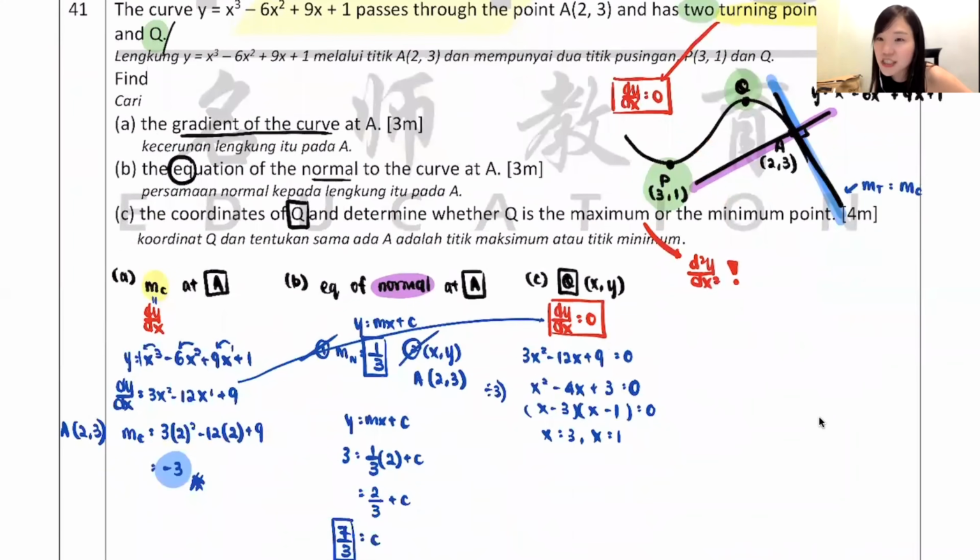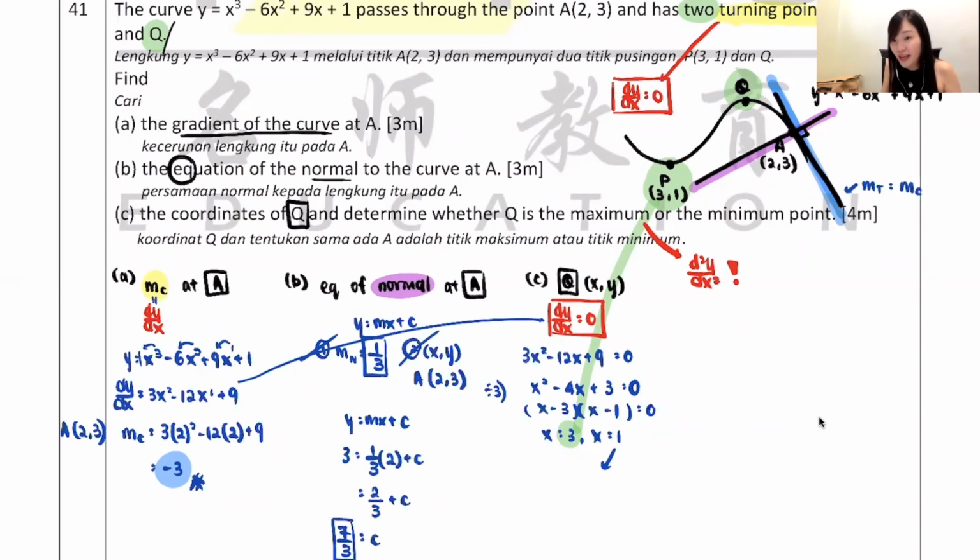And out of these two answers, the one where x equals 3 is for point P. Can you see that? For point P, x is 3, so the 3 is for point P. So that's why you know that x equals 1 is quite obviously for point Q, because two answers are for 2 points. So the 3 is P, then the Q naturally is for 1.